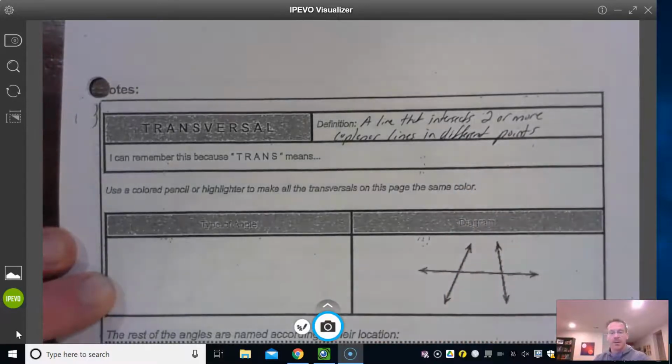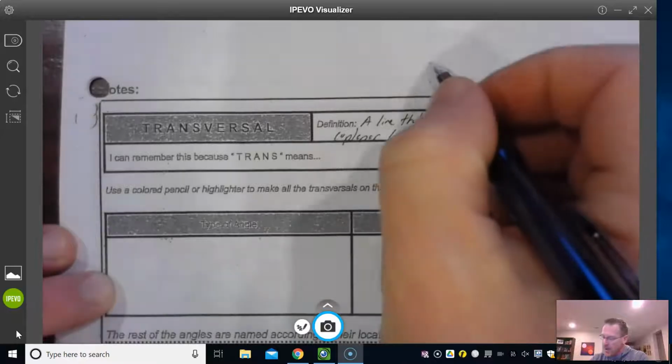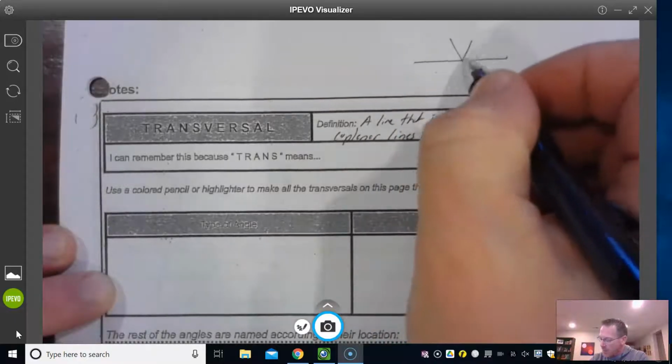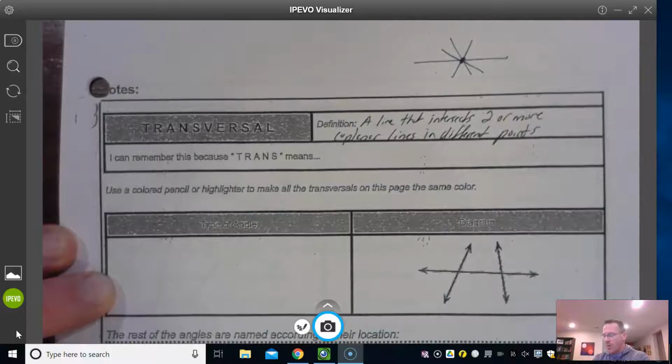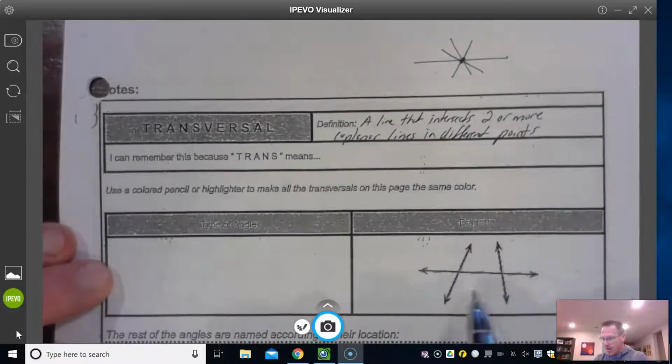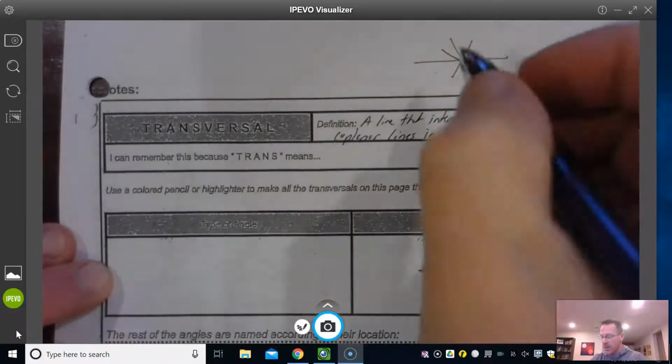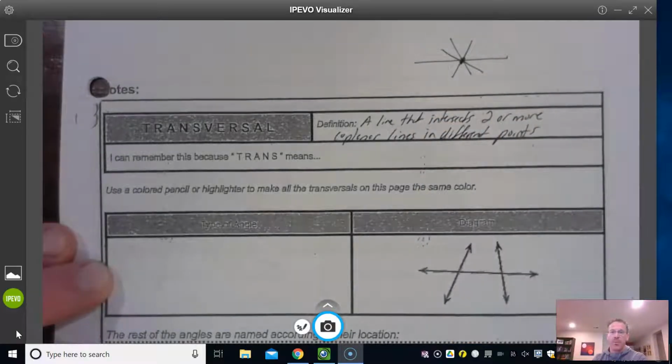And "in different points" is important because what this is trying to get away from is that we don't want them all intersecting at this one point right here. We want them to intersect at different points. Like you can see in our diagram right here, this would be our transversal. That's why we want two or more coplanar lines in different points, so we don't get this kind of spur of points around that one point of intersection.